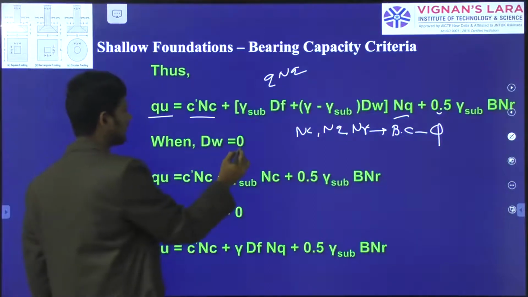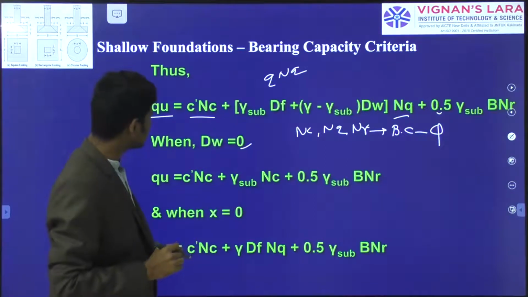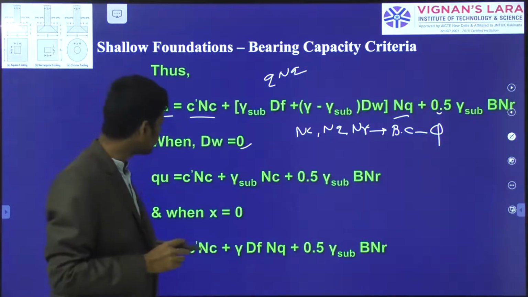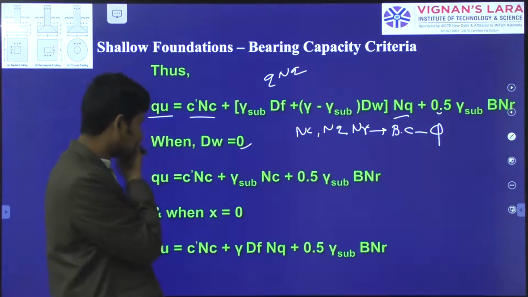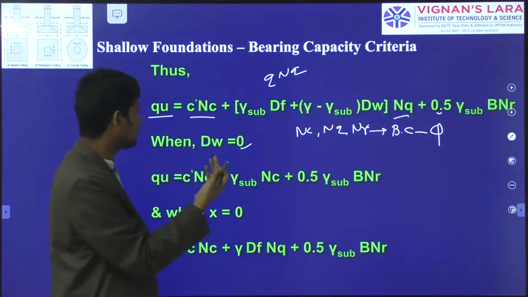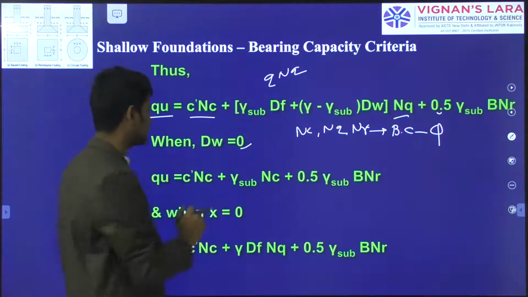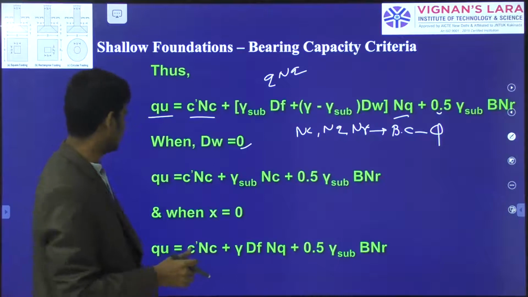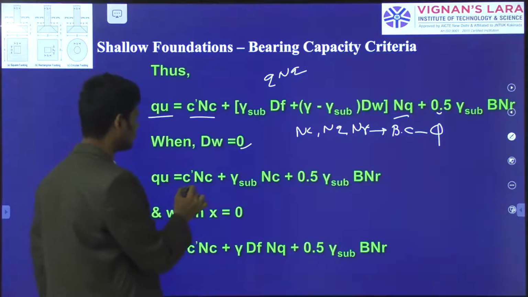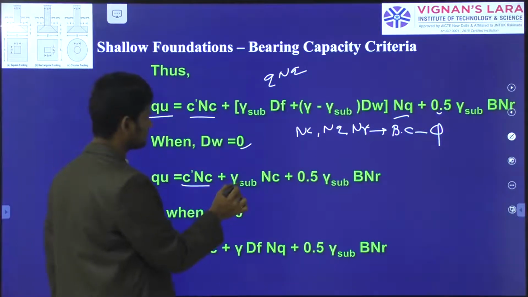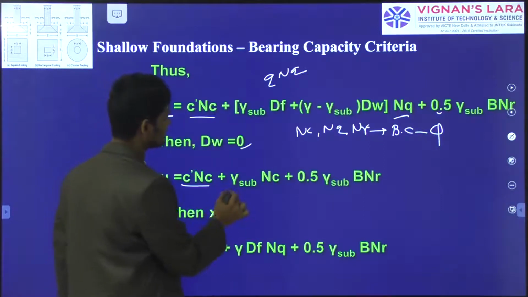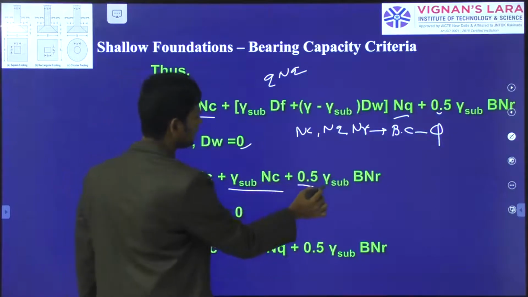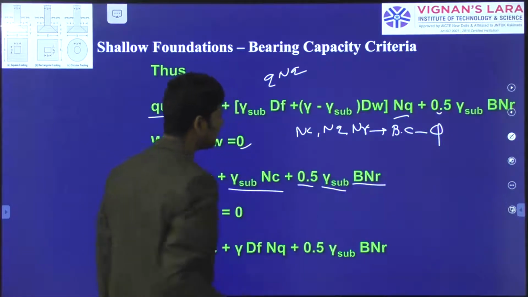Next we have one more case: when the depth of water table equals 0. What do we have to do? Just substitute the 0 value for the depth of water table in the above equation, and you get one more equation: qu equal to cNc plus gamma submerged into df into Nq plus 0.5 into gamma submerged into B into N gamma.